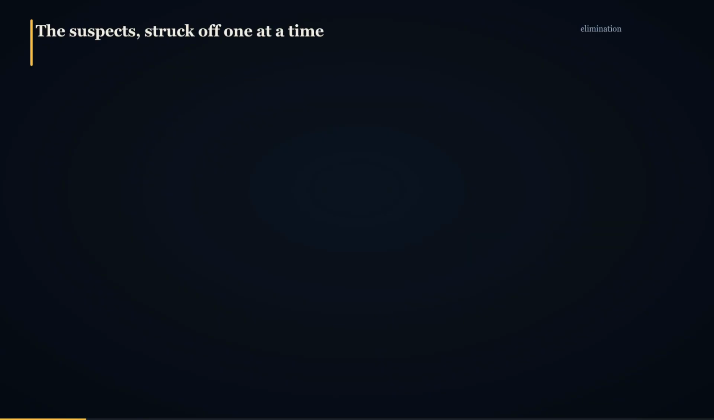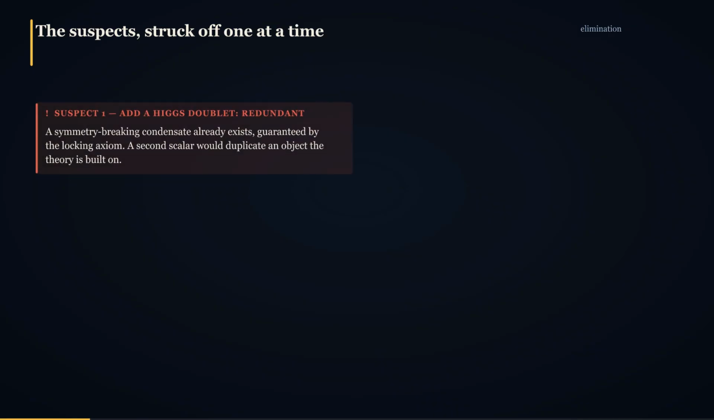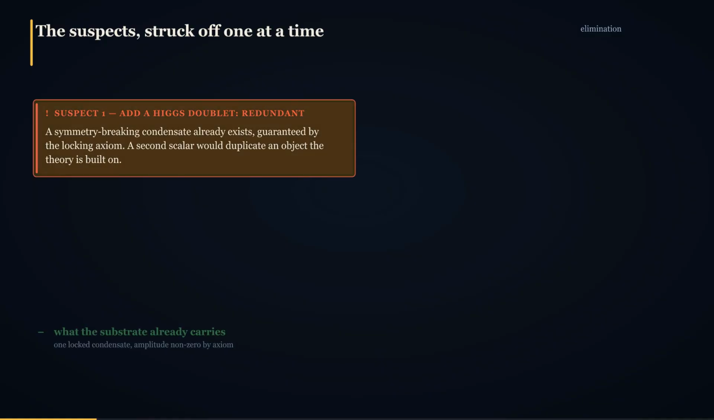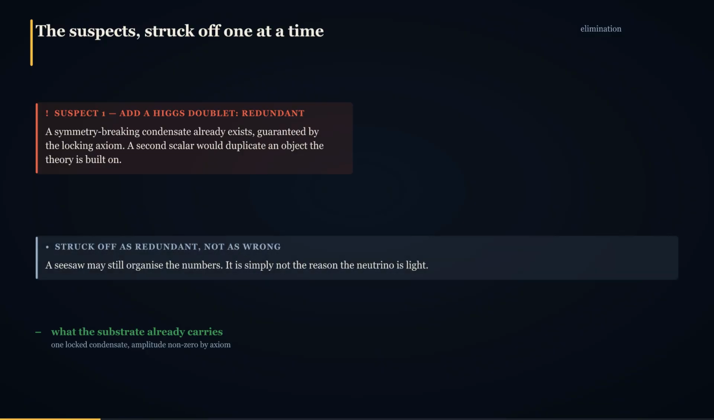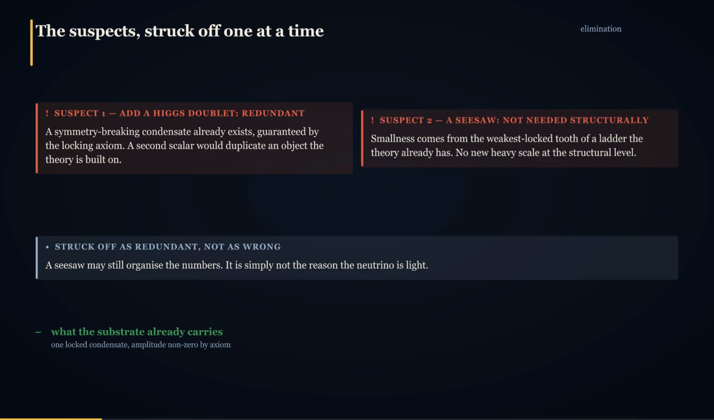Before the panels, the suspects, the textbook moves this chapter declines to make. Suspect 1: add a Higgs doublet. The standard model posits a scalar and tunes its vacuum value until the symmetry breaks. On this substrate, a symmetry-breaking condensate already exists, guaranteed by the locking axiom. A second scalar would duplicate an object the theory is built on, so it is struck off as redundant, not as wrong.